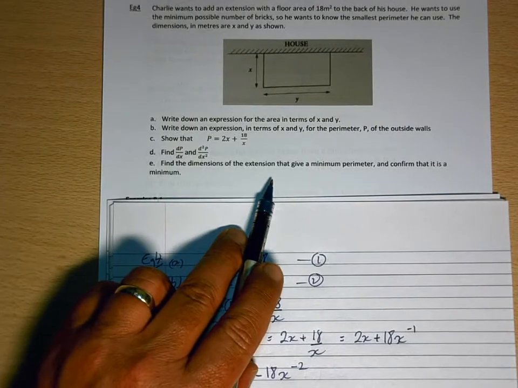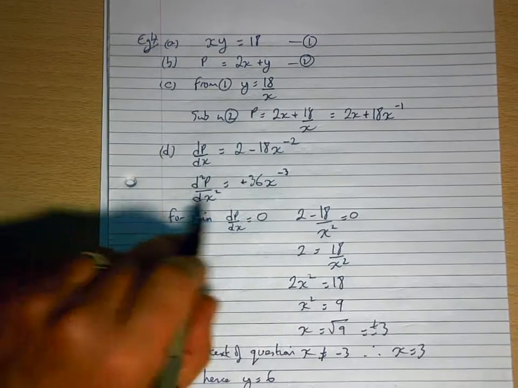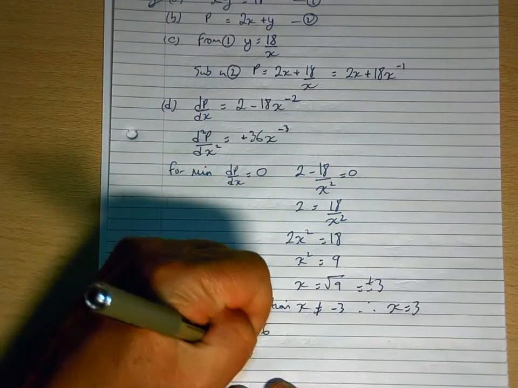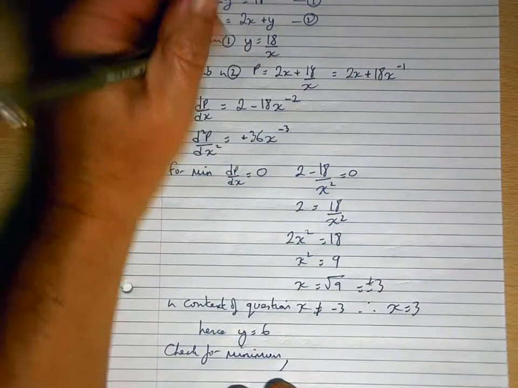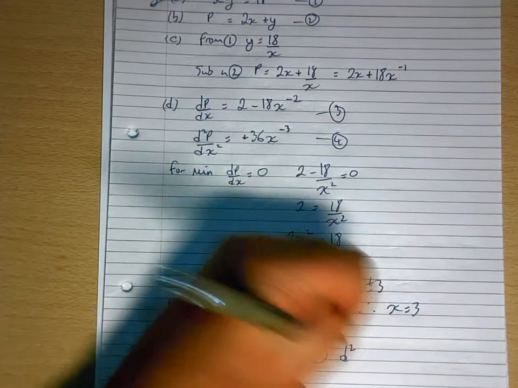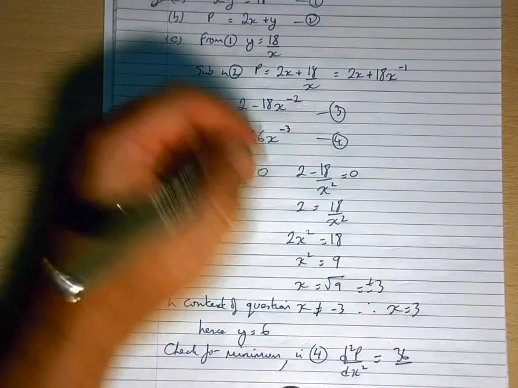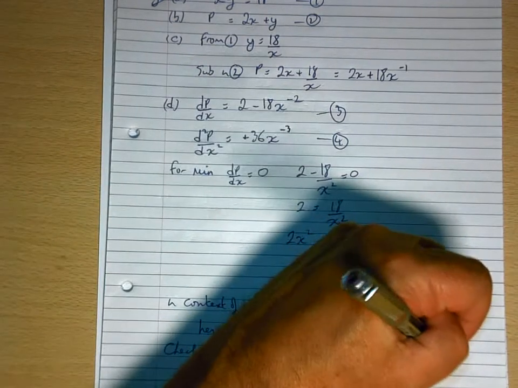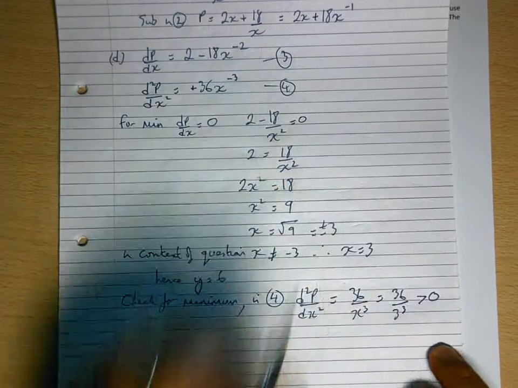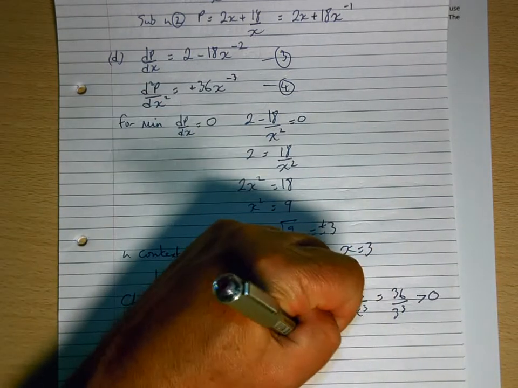So what have I done? I found the dimensions of the extension. It's 6 meters by 3 meters, and confirmed that it is a minimum. So to confirm it's a minimum, I need to consider the second derivative. So in equation 4, d2P/dx squared is equal to 36 over x cubed, and x is 3. Well, everything's positive there, so that's clearly greater than 0, and I don't even need to evaluate it. It's greater than 0, therefore minimum.